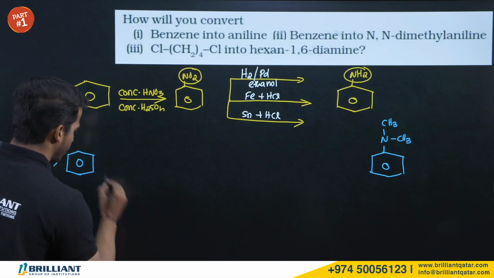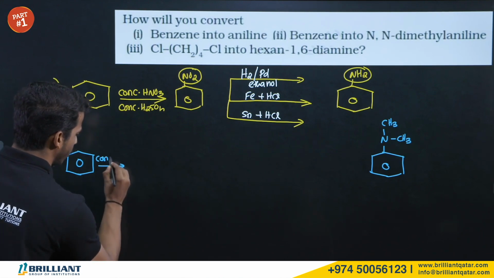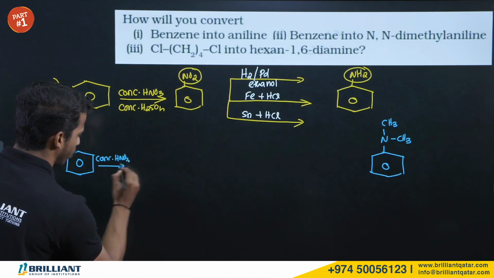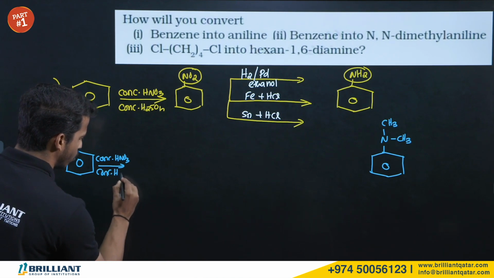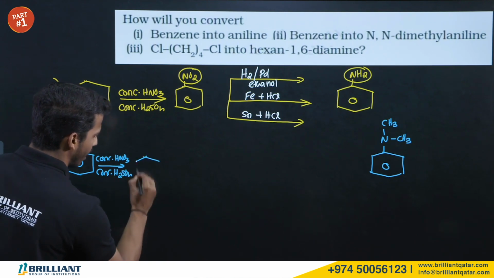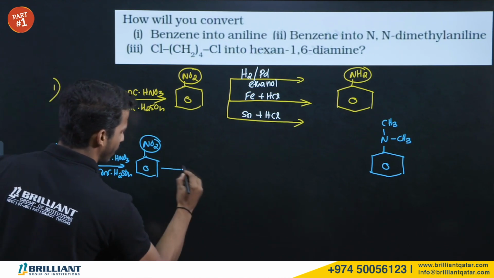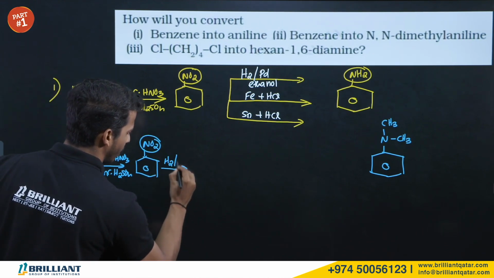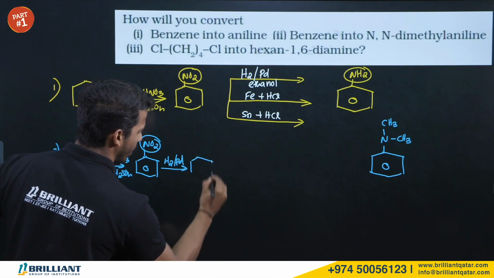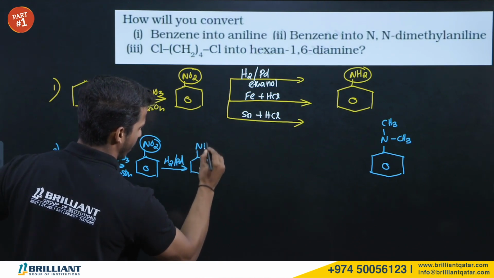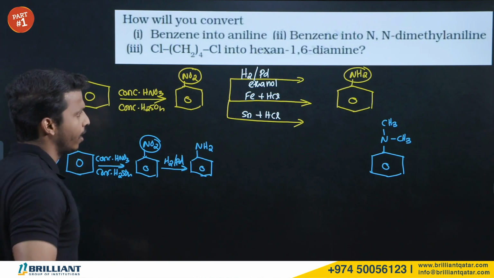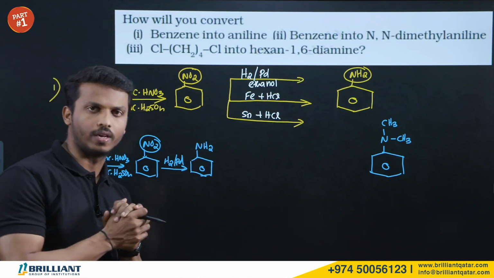So let me do the reaction once again. First I am doing nitration, concentrated HNO3 and concentrated H2SO4. We will get nitrobenzene. Now I want to reduce nitro group into amine. We can use hydrogen in presence of palladium. I will get amine, right? Nitro group converted to amine. Okay, done. Nitrogen we fix it.